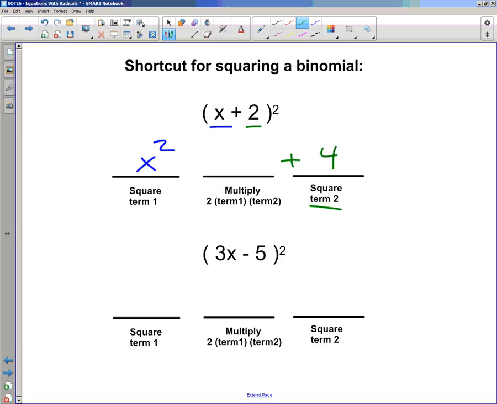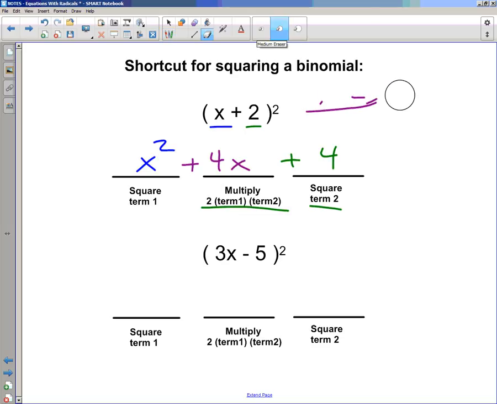Now your middle term, to find this, you're going to multiply 2 times your first term times your last term. So when I'm doing my middle term here, I'm going to take 2 times my first term, which was x, times my last term, which is going to give me 4x, in fact, positive 4x. And that will be the correct expression for squaring x plus 2. Let's do that again with another example here.